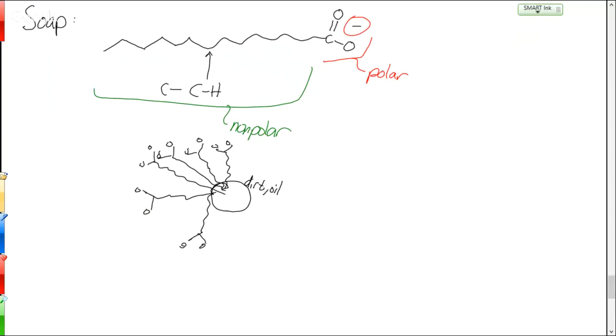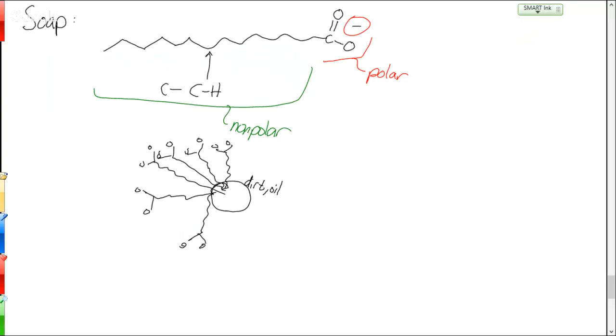Also bacteria, because all cells have a nonpolar layer on the outside of them. They get stuck on the inside of that, and then water surrounds the outside. And that's how you can kind of make a bridge between the nonpolar stuff you want to wash away and the polar water that you want to wash away with.